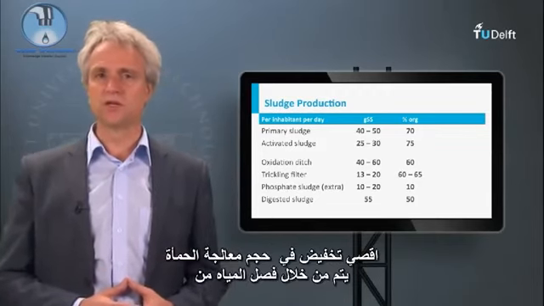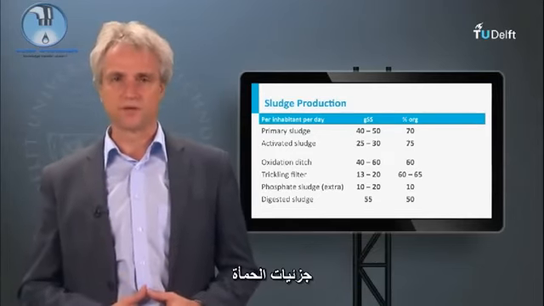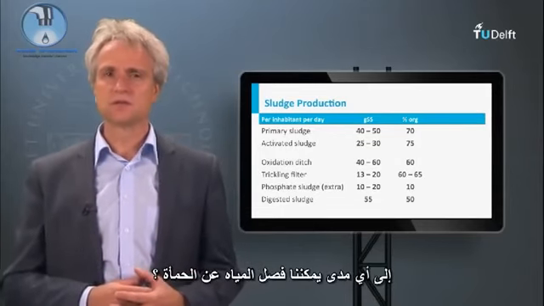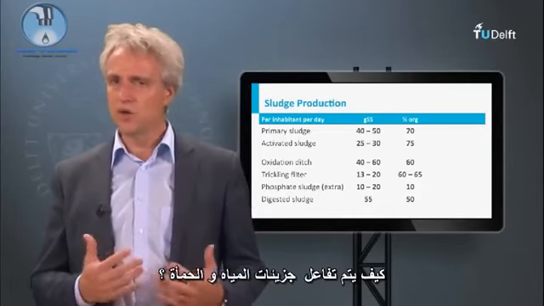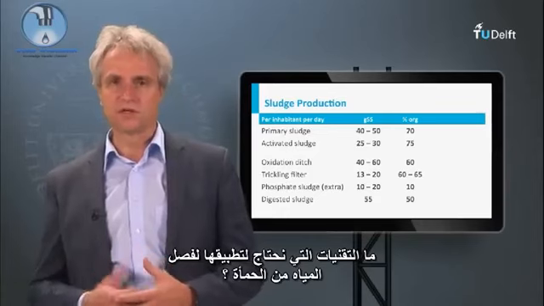Highest volume reduction in sludge treatment is obtained by separating the water from the sludge particles. To what extent can we dewater the sludge? How do water and sludge particles interact? What technologies do we need to apply to separate the water from the sludge?